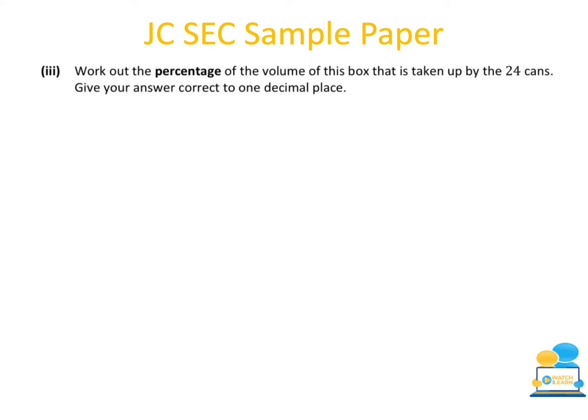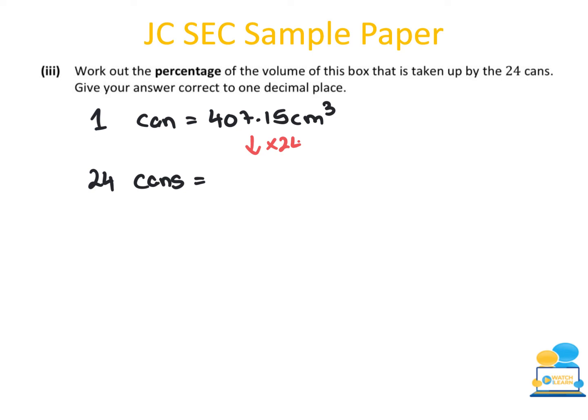So from previous questions, we found out that 1 can had a volume of 407.15 centimetres cubed. In this box we have 24 cans. So we want to see, well, what's the volume 24 cans would take up? So to do this, I'm going to multiply 1 can by 24. That gives me an answer of 9,771.6 centimetres cubed.